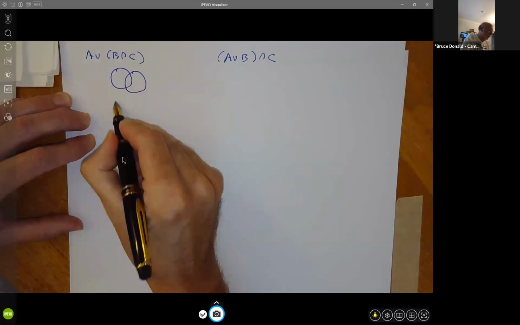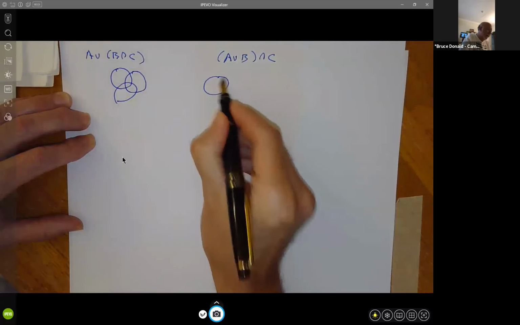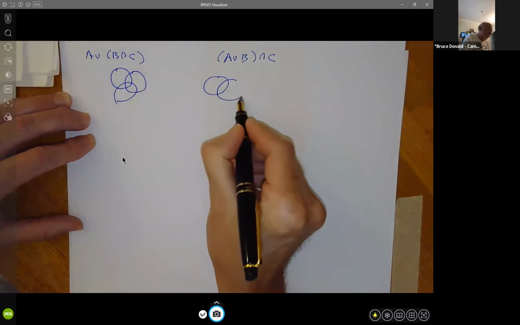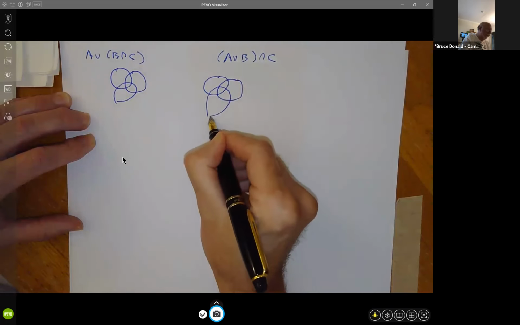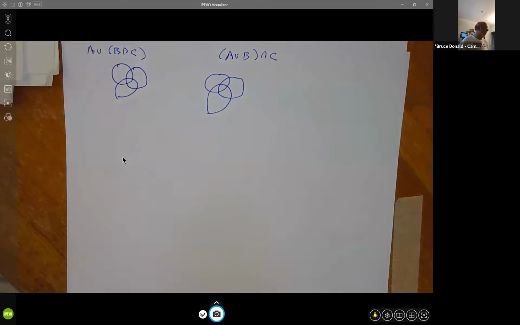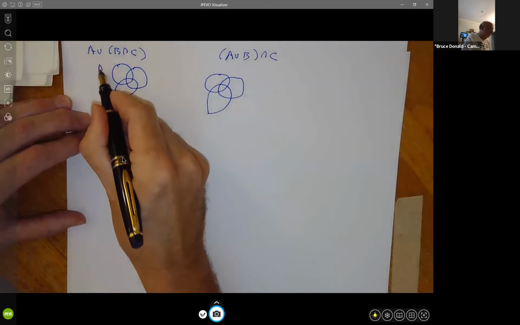Here I'll have A, B, and C. And here I'll try to draw the same thing again. And with this symbol, our class needs a biosafety level 3 certification because that looks like the biohazard symbol.